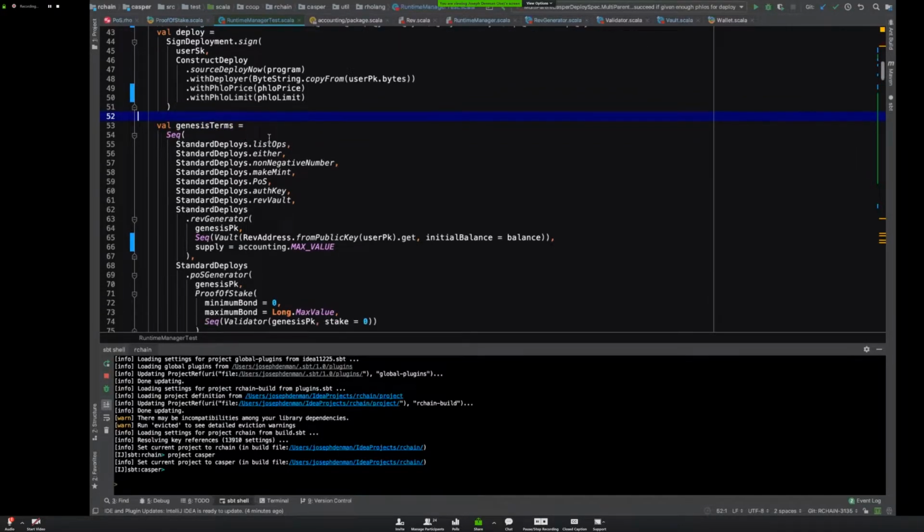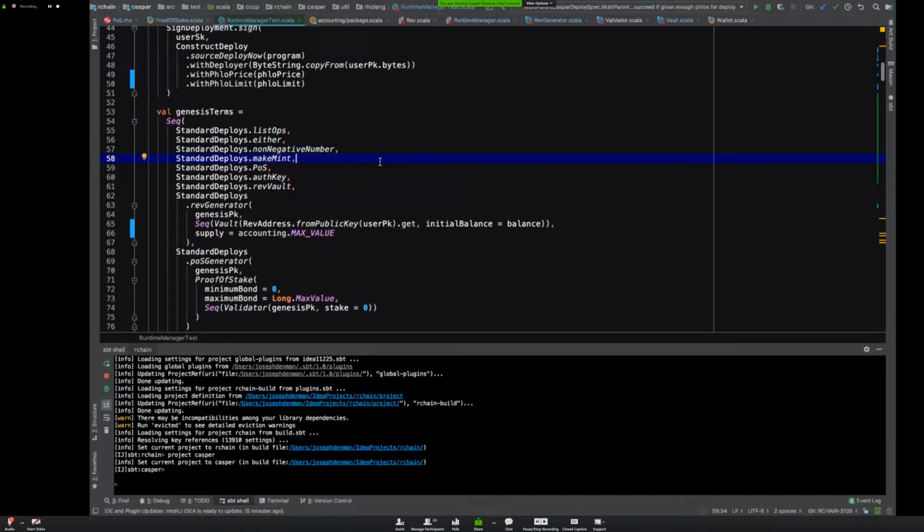So these are built-in terms. You can think of them kind of like libraries, although some are pretty crucial to the operation of the platform. For example, this is the Casper contract. This, on the other hand, is just a contract that's a collection of operations on lists, although necessary. NonNegativeNumber is a contract guaranteeing that a number that we're trying to deduct never goes negative. MakeMint is the contract that mints rev and controls access to purses. Again, the proof of stake contract here.